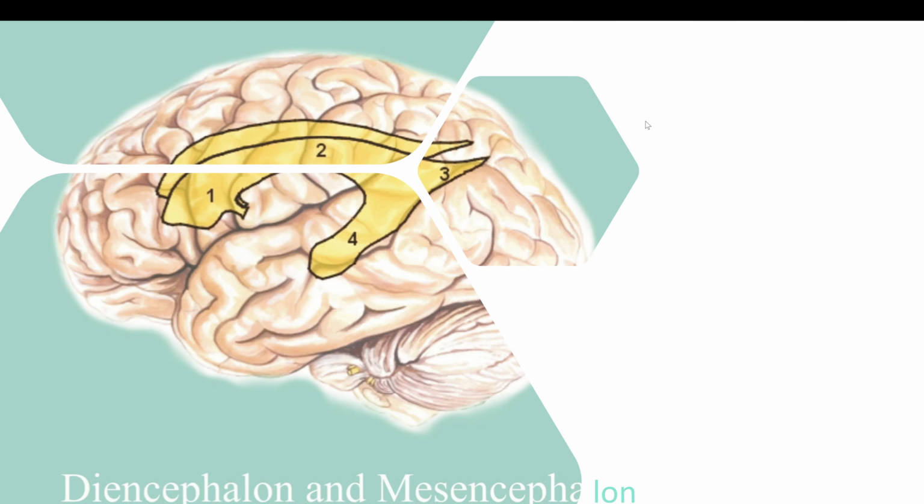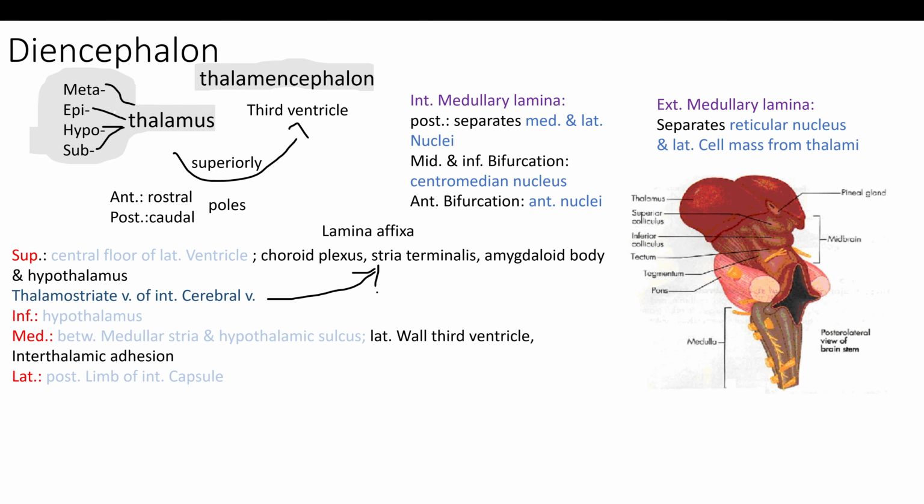Welcome to part 2 of the central nervous system. In this lecture, we are talking about the Diencephalon and the Mesencephalon. So let's go.